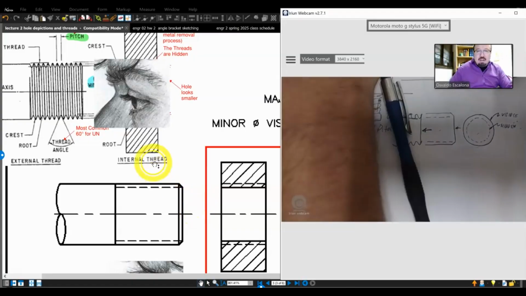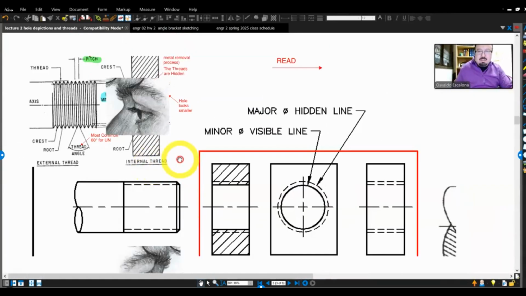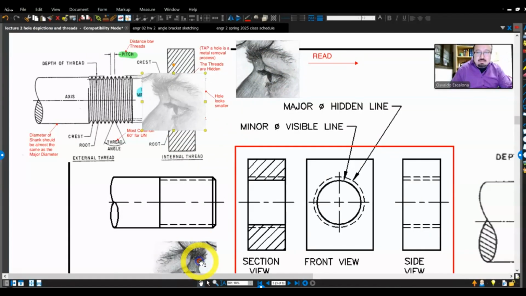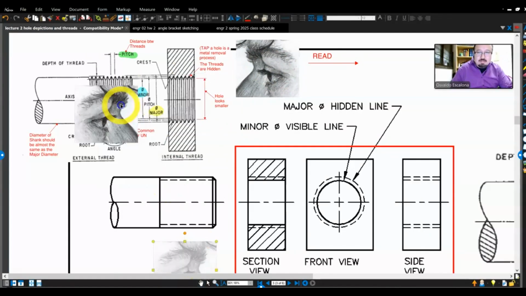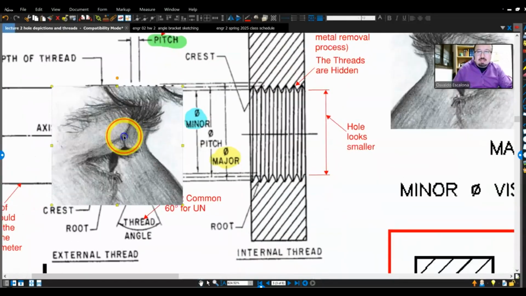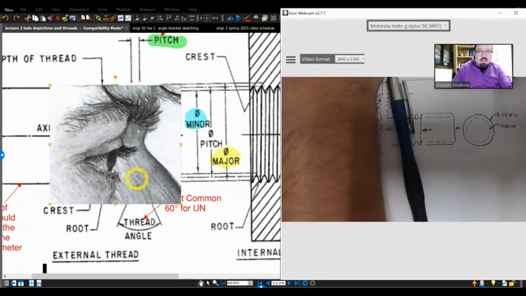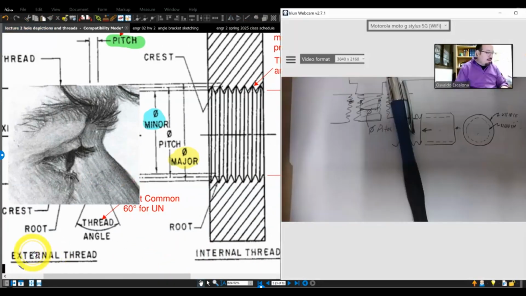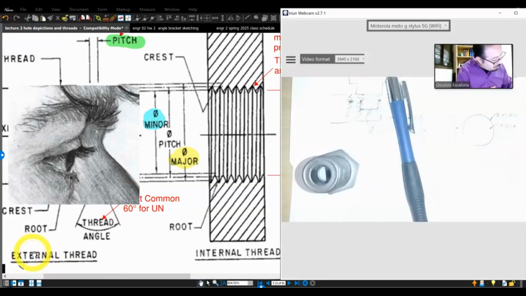Now, we also have internal threads. Not everything is about external. We also got internal. So what do we do with internal? Well, let's take a look at internal. I'm going to use the same concept. I'm going to go on the internal with my eye. So for the internal, let's move this a little more. When I look at an internal, where's the bolt?